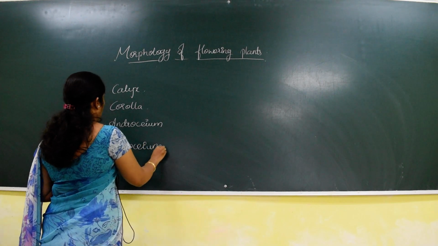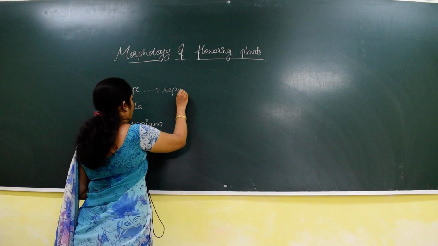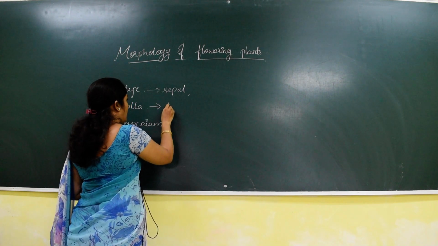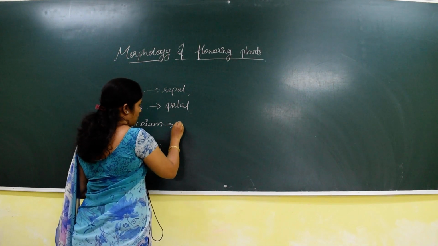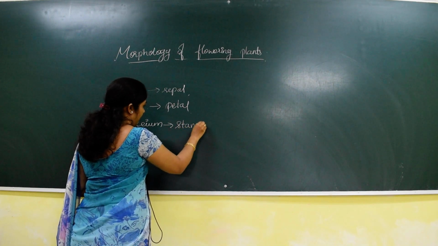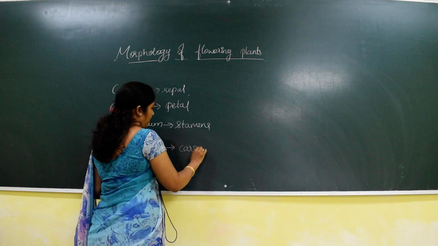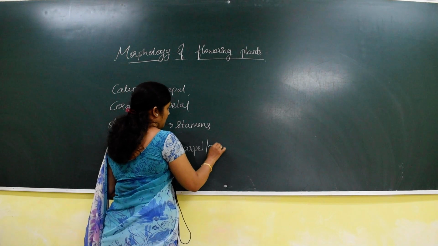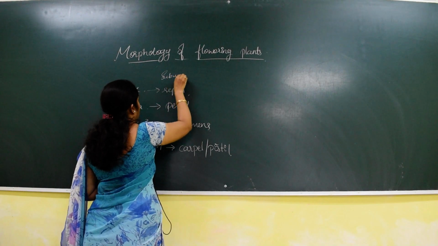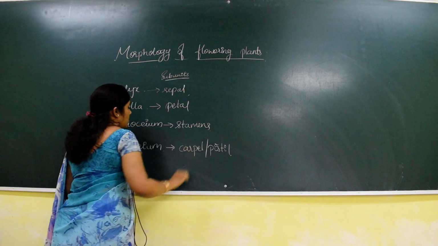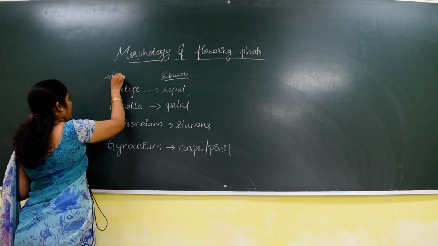So the subunit of the calyx is called sepal, and the subunit of corolla is called petal. The androecium is made up of subunits called stamens, and the gynoecium is made up of a subunit called carpel, or it is also called pistil. So these are the subunits of the different whorls seen in a flower.